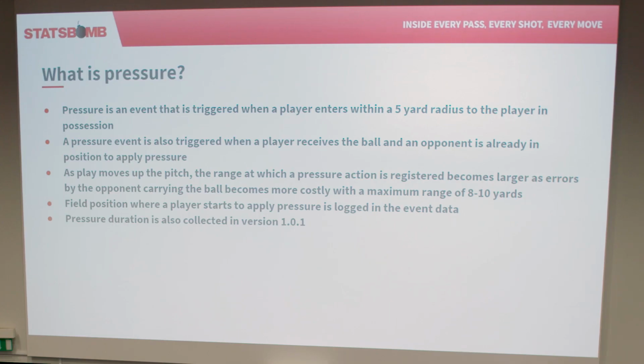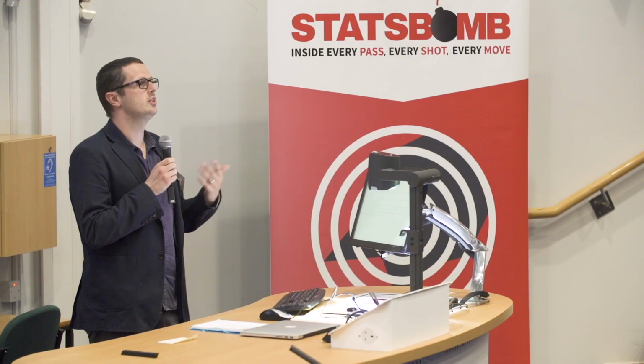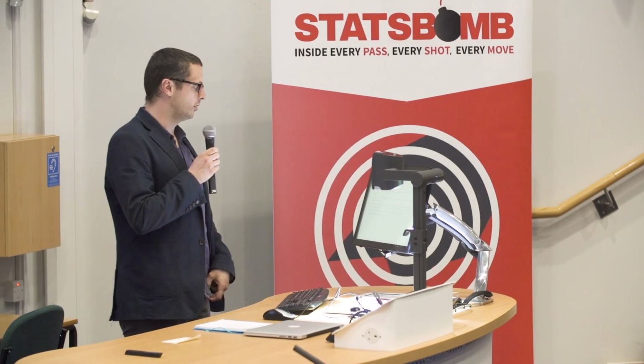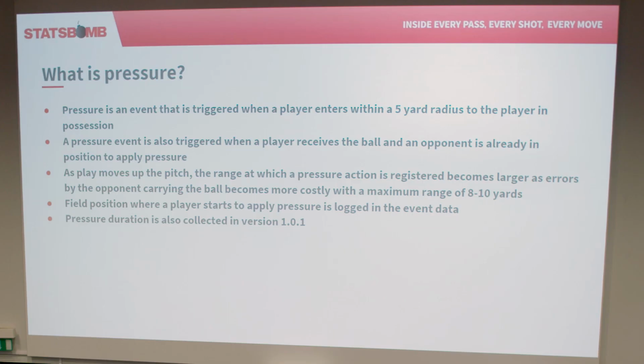So pressure in the data set is an event that is triggered when a player enters within a 5-yard radius to the player in possession. If the player receives the ball and there already is a player in that radius, then the pressure event is also logged. And Ted talked about how that changes as you go up the pitch. Goalkeepers coming under pressure has a slightly larger radius. In terms of the data, you get the actual field position where the pressure event is logged, and also in the more recent versions of the data set, pressure duration is collected.